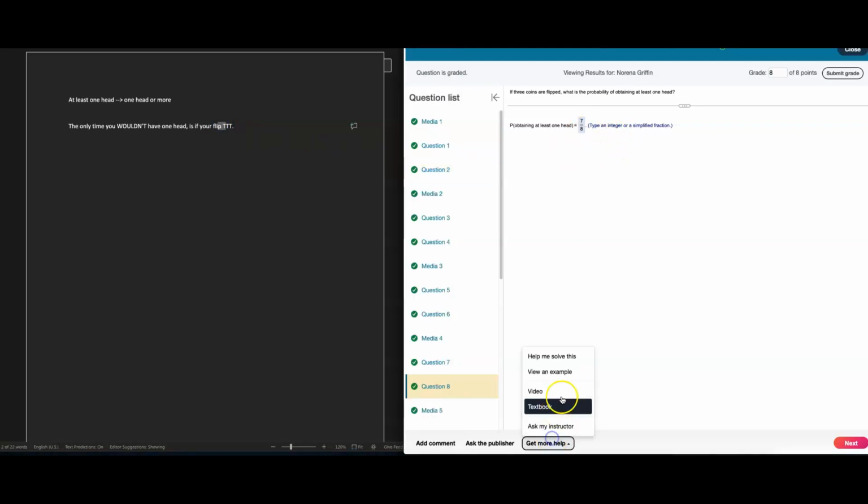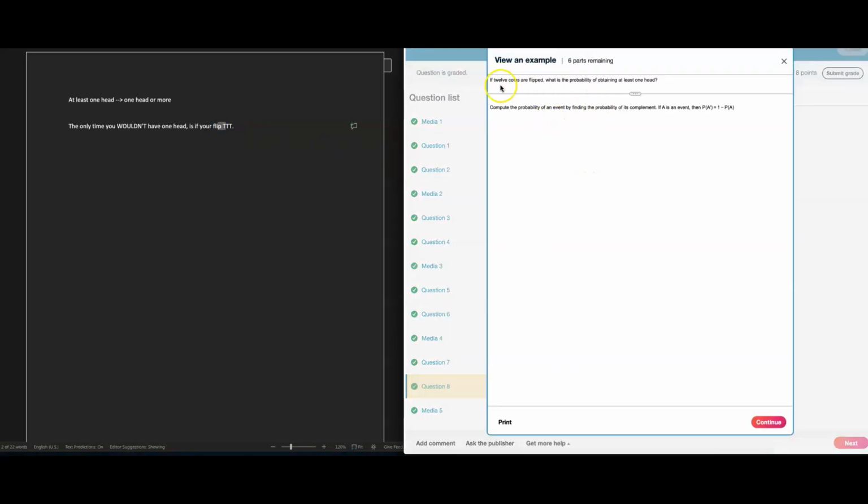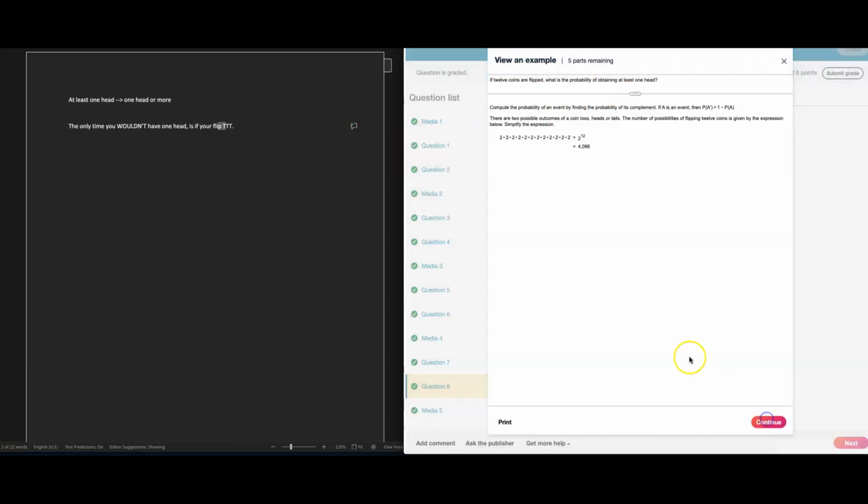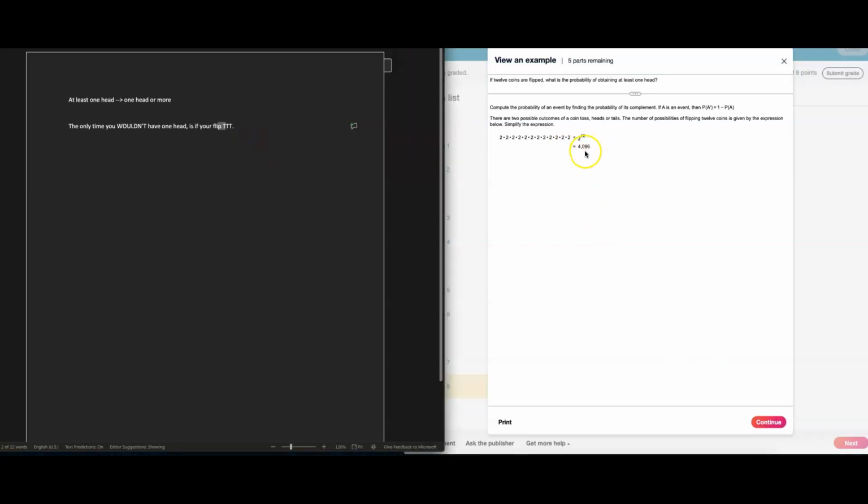Because if you look at this example, if 12 coins are flipped, my goodness, that's a large sample space. In fact, you have 4,096 possibilities. So no one wants to count out how many possibilities of at least one head when there's 4,096 possibilities. So the easier way is to count the 1 and then use that as your probability.